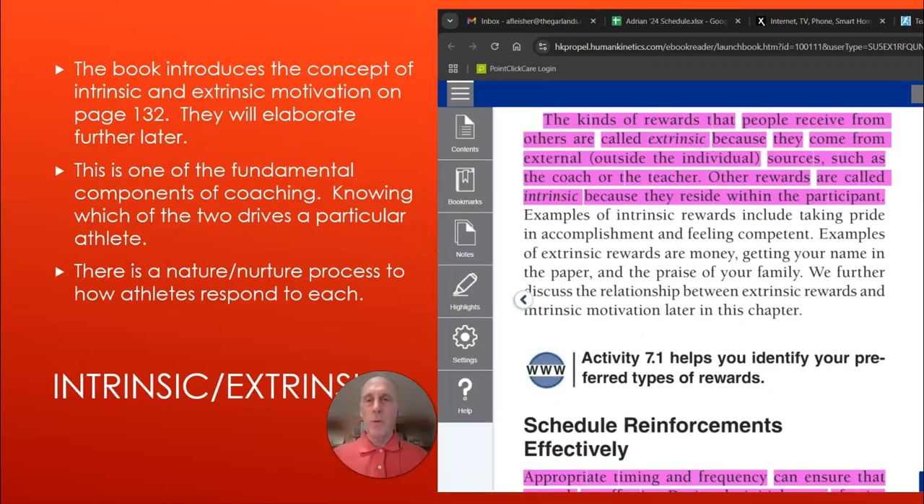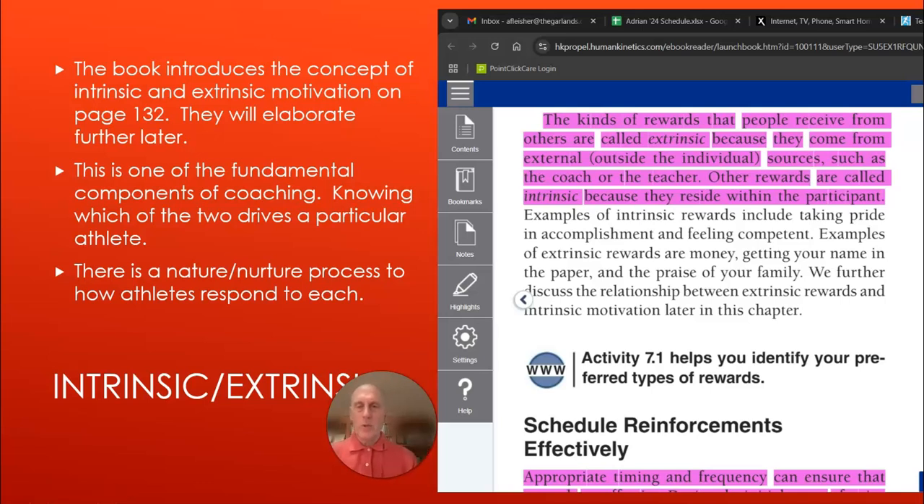All right, so jumping into the next one. They talk about intrinsic and extrinsic motivation. There's a little bit of a brief prelude to this in the chapter, but they really get into it on 132, and it's one of the main components of coaching. We start to understand your athletes and know what really drives your athlete. And what you find with intrinsic versus extrinsic is that the intrinsic is like the internal driver to the athlete. It's what's going on inside of them. Extrinsic are rewards that are from the outside.